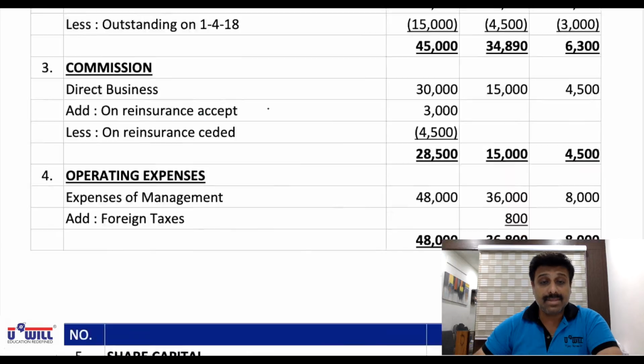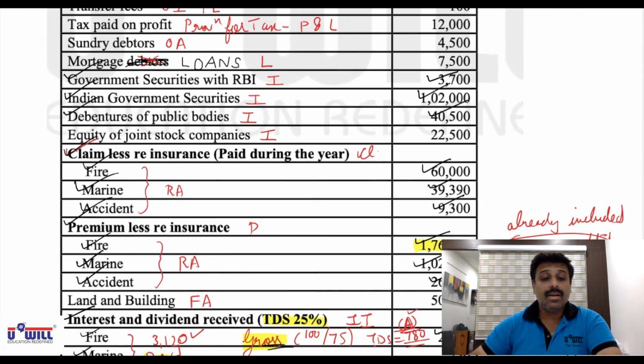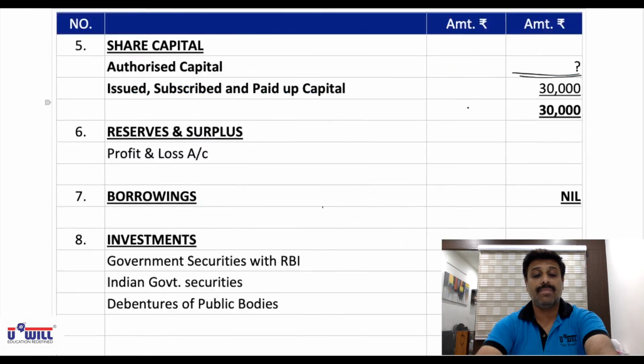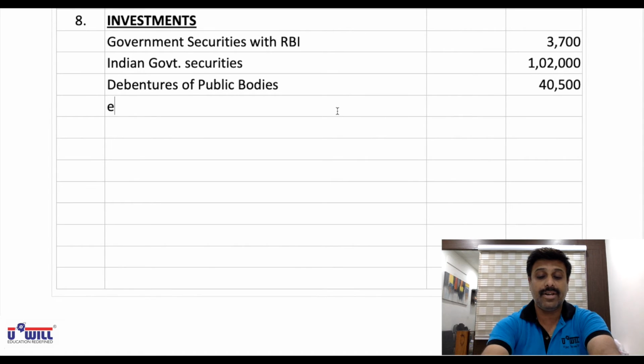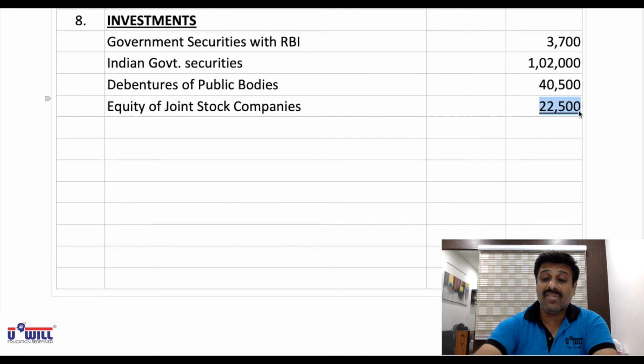Then which other item is marked as I, investments? Equity of joint stock companies 22,500. That's it. No other item is marked as I. So the total of this will be done.